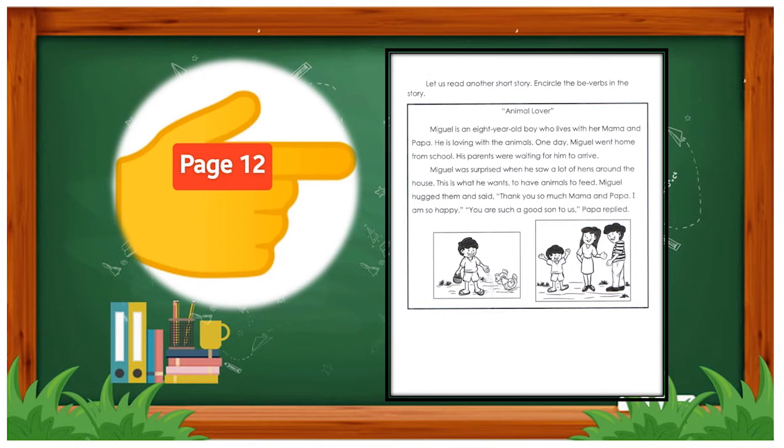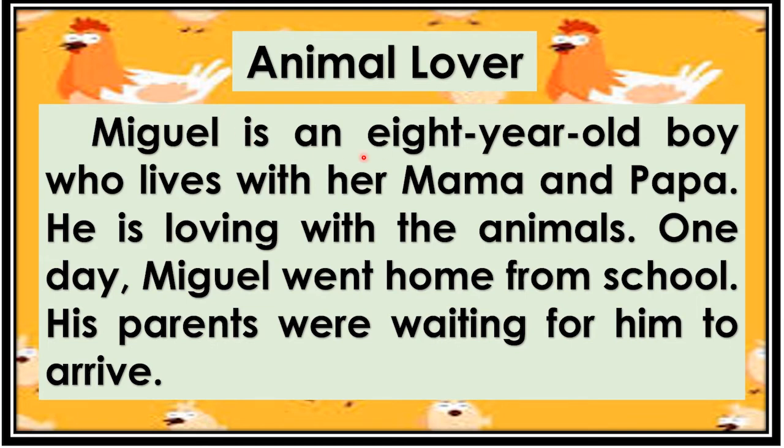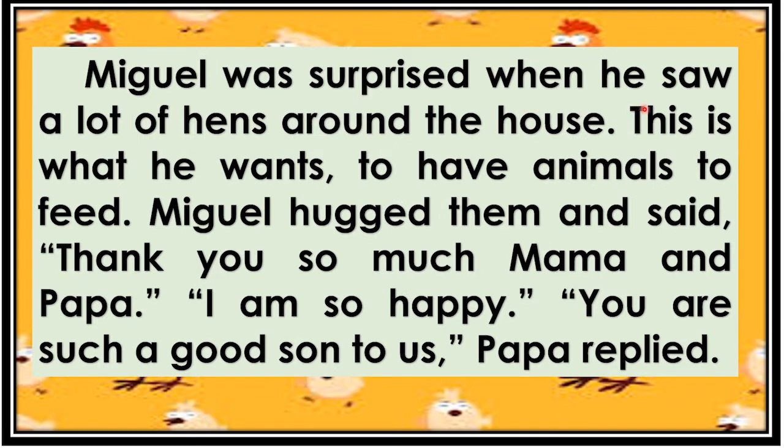Animal Lover. Miguel is an 8-year-old boy who lives with her mama and papa. He is loving with the animals. One day, Miguel went home from school. His parents were waiting for him to arrive. Miguel was surprised when he saw a lot of ants around the house. This is what he wants: to have animals to feed. Miguel hugged them and said, "Thank you so much, Mama and Papa. I am so happy. You are such a good son to us," Papa replied.